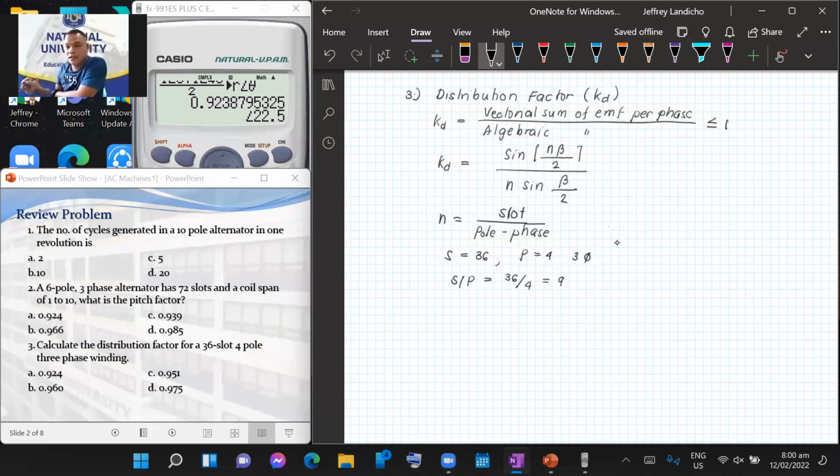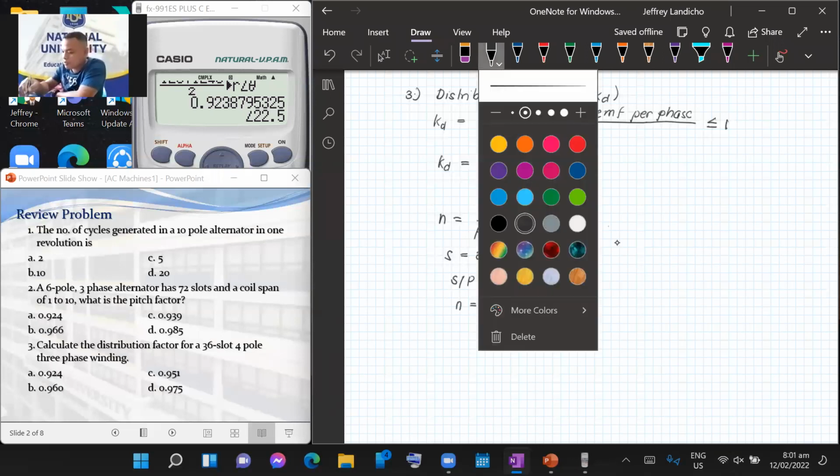So, doon sa 9 slots na yon, dahil 3 phase tayo, so solving for N, ilang slots para sa phase A, phase B, phase C. So, lumalabas, our N, that is only 3. So, lumalabas, you have 3 slots allotted for phase A, another 3 slots allotted for coil B or phase B, then the last 3 slots, it should be allotted for what? Phase C. So, ito siya kapatid, ano?